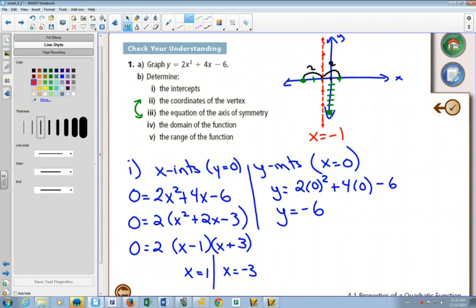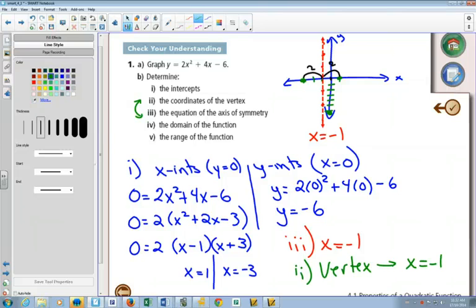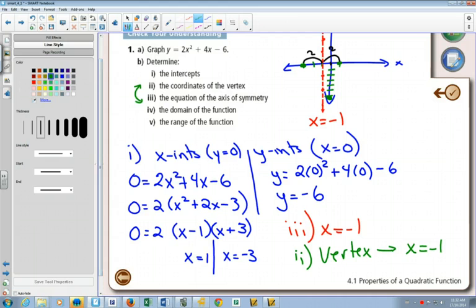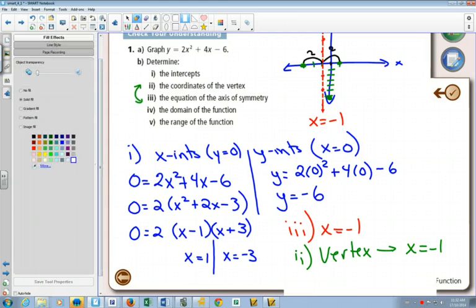So we found our axis of symmetry. That was number 3. We found out that it was x equals -1. But now that we've found that, we'll be able to do number 2 and figure out what our vertex is. Because what do we know about our vertex? We know that the x value has to be -1. It's got to be on that dotted line somewhere. All you have to do is plug -1 into your equation.